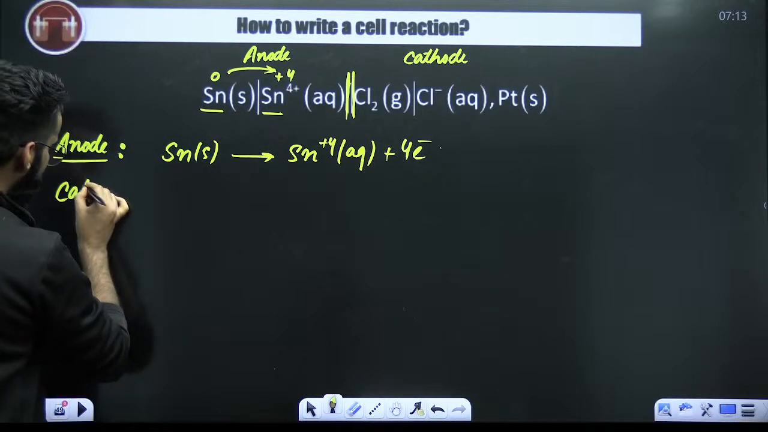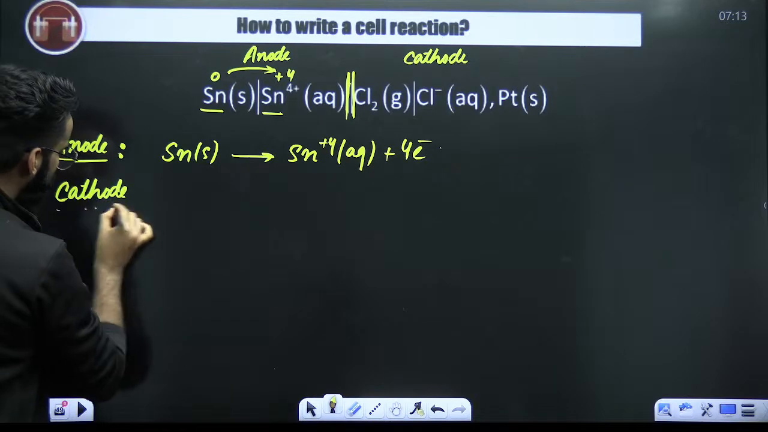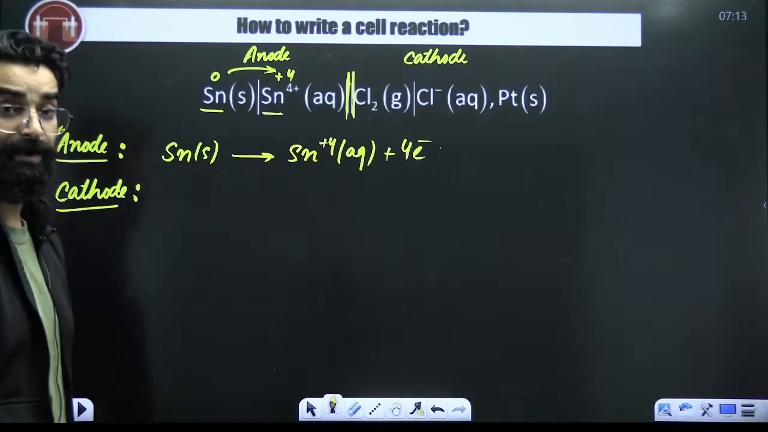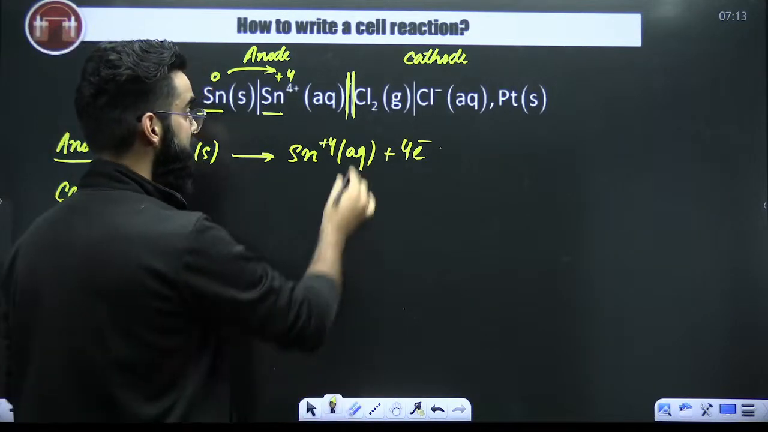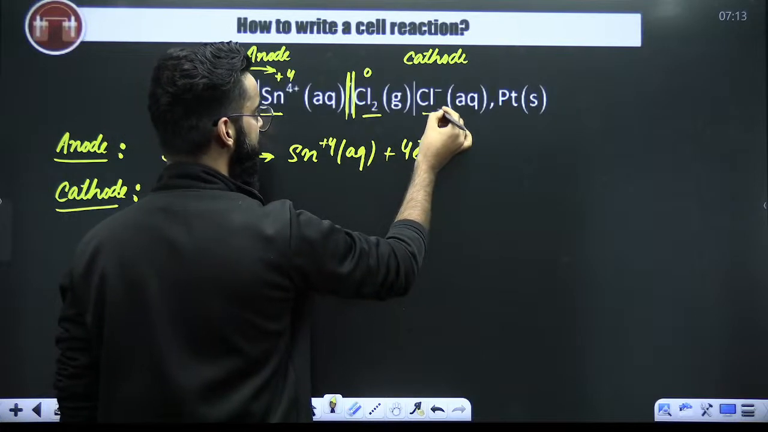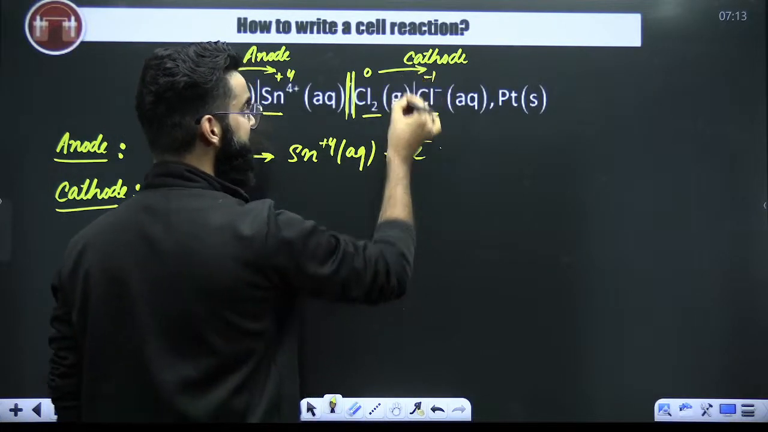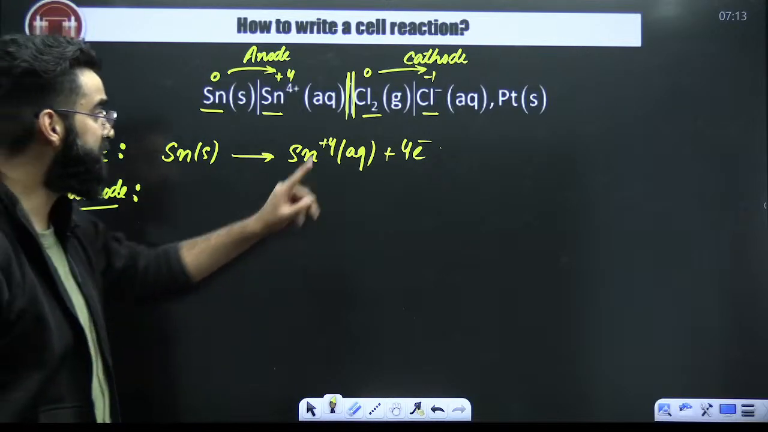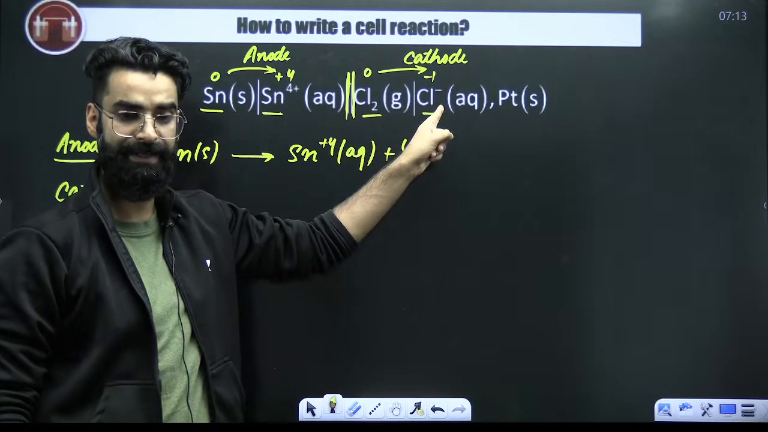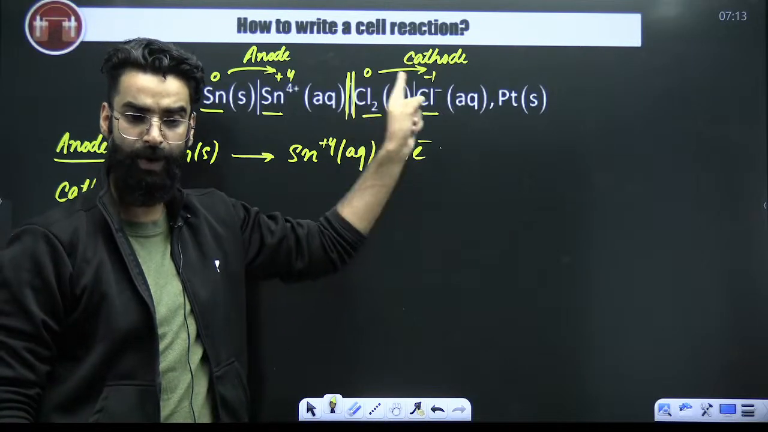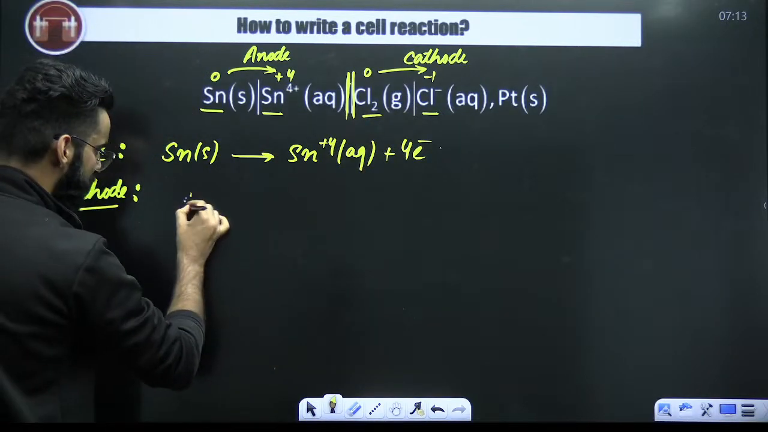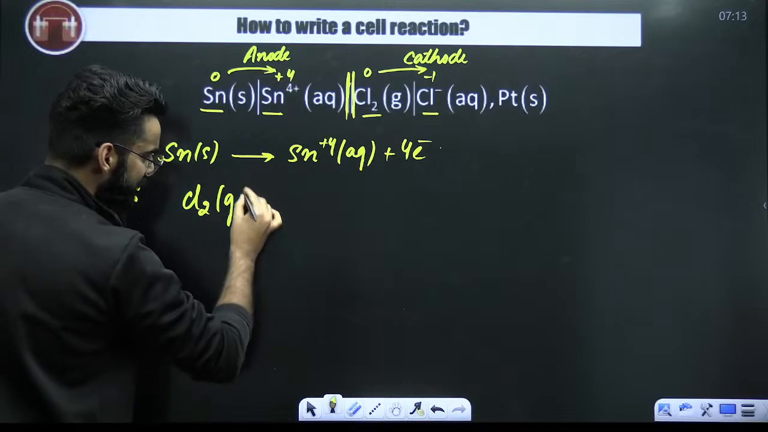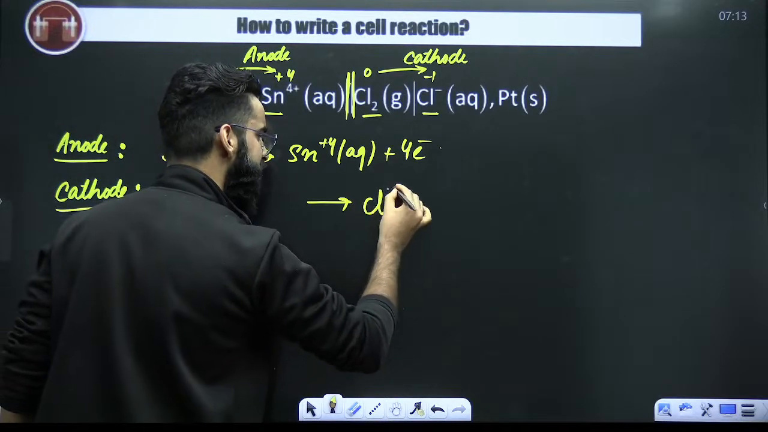Similarly, what is going to happen at cathode? I would say at cathode, reduction takes place. Reduction means gain of electrons. See, the oxidation state here is 0. Here it's minus 1. 0 to minus 1 means decrease in the oxidation state. So, at cathode, Cl2 has to get converted into Cl negative. So, I must say, Cl2 gas has to get converted into Cl negative.